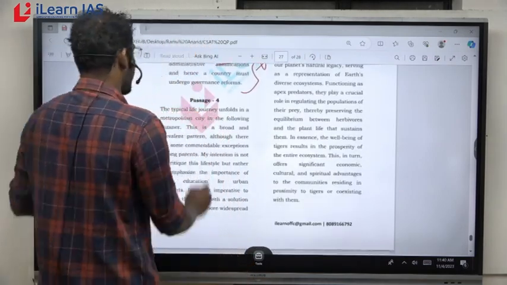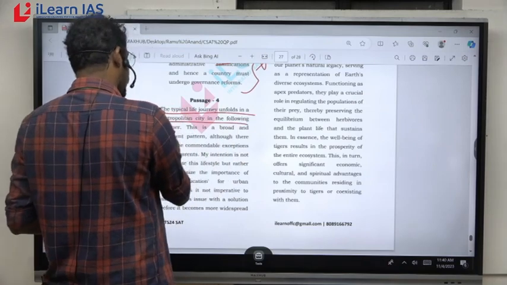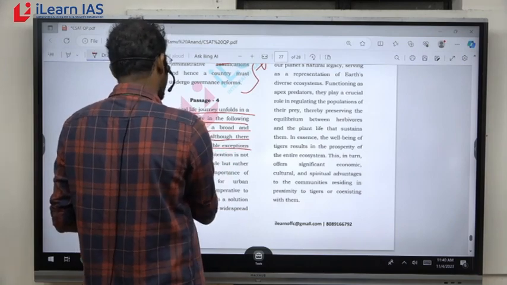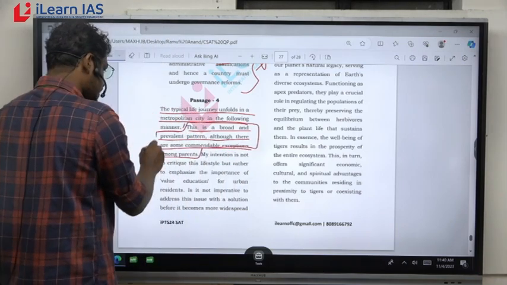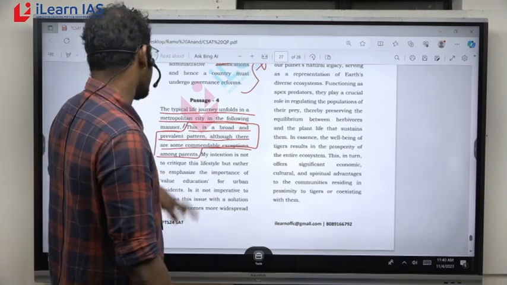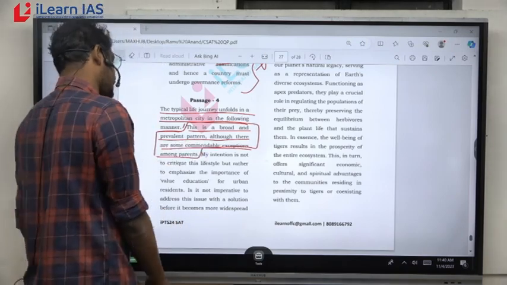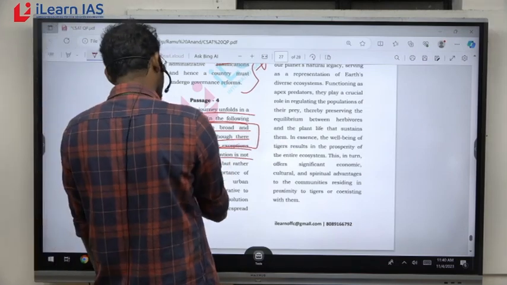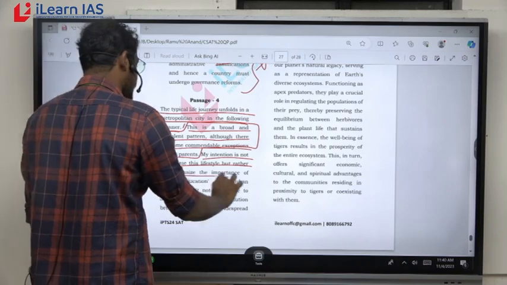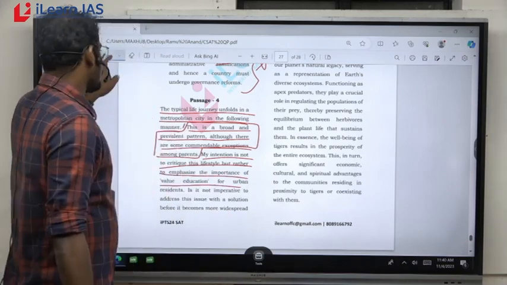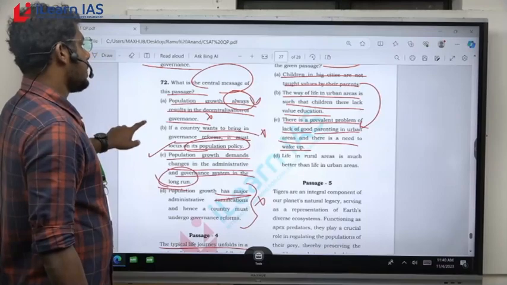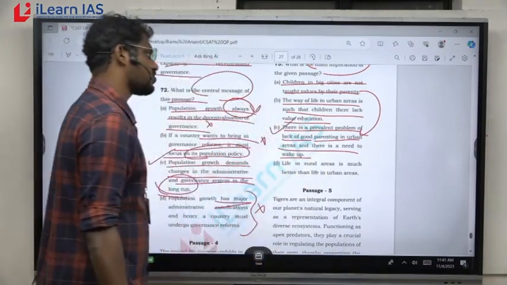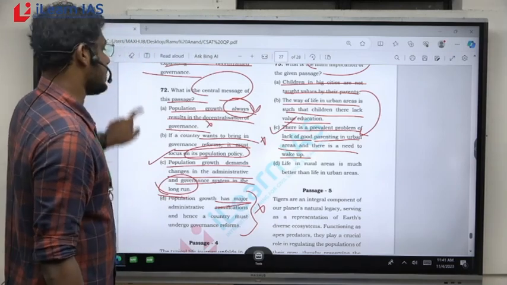The typical life journey unfolds in a metropolitan city in the following manner. This is a broad and prevalent pattern, although there are some commendable exceptions among parents. So there is an issue of parenting in urban areas. However, there are some commendable exceptions of parenting in urban areas. My intention is not to critique this lifestyle, but rather to emphasize the importance of value education. So he is actually not criticizing, but suggesting reforms in parenting. In that case, the most probable answer is option C for question number 73.